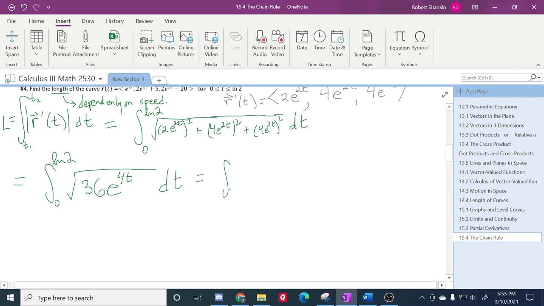Okay, and then wouldn't the t itself be raised to a power of 2? Good question. Even though it's already in the exponent? Even though it's already in the exponent.